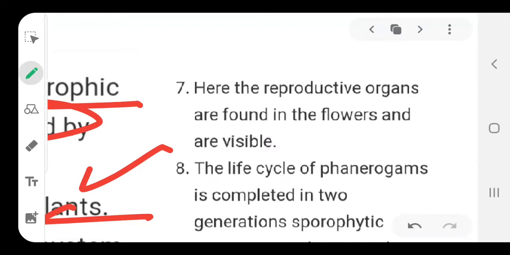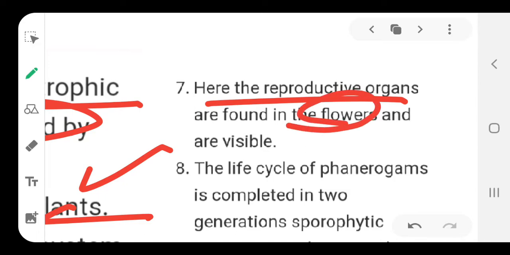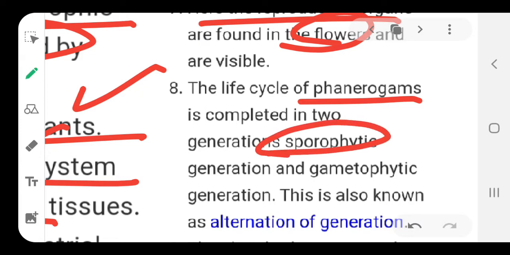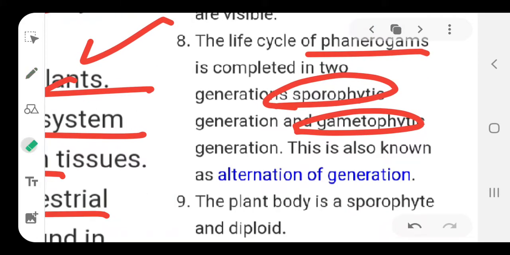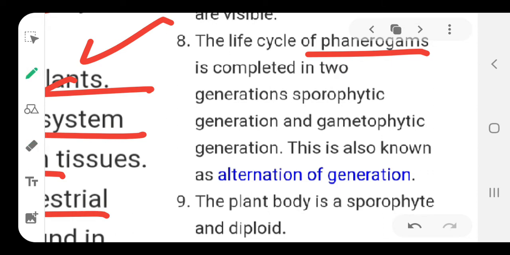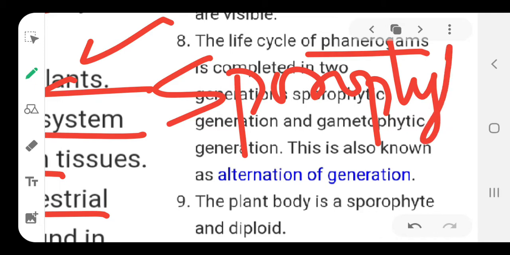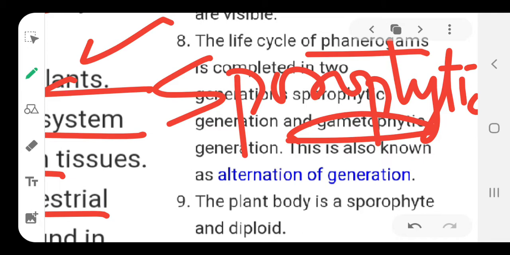formed. So, their reproductive organs, I have told you, are the flowers, and the life cycle here has a point that you must know. So, the life cycle of phanerogams completes in two phases. Okay? So, one is called the sporophytic phase, the other is called the gametophytic phase. So, write down these two new words. One is sporophytic. Okay? Sporophytic. So, this is the term concerned with spore formation, and the other is gametophytic, the gamete formation.